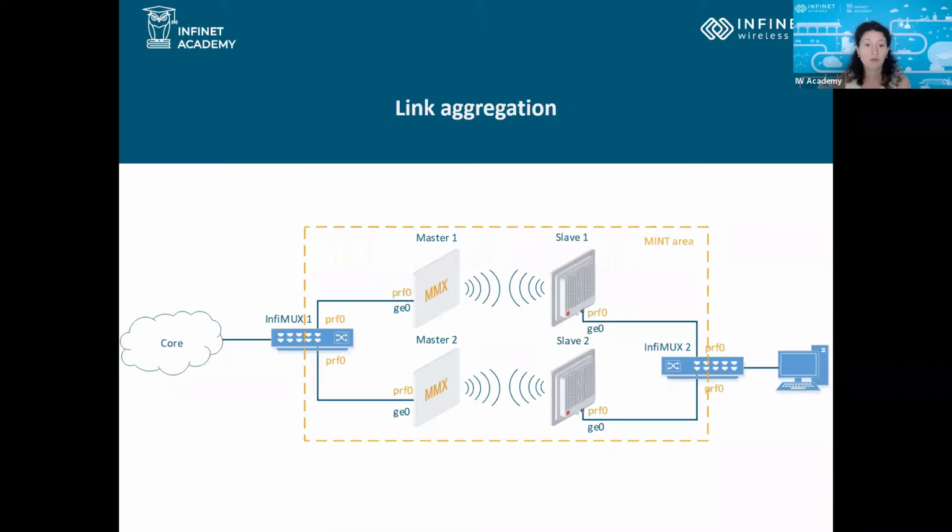A useful configuration for redundancy is the one where we introduce Infimax devices instead of normal switches. This way you can create a single Mint area and configure link aggregation on the Infimax devices in order to sum the capacity of the 2 parallel links and use them both when available.